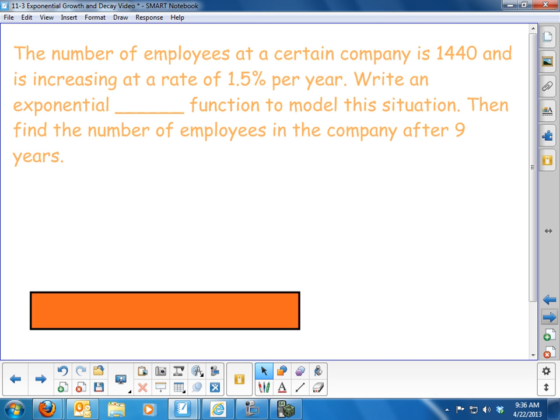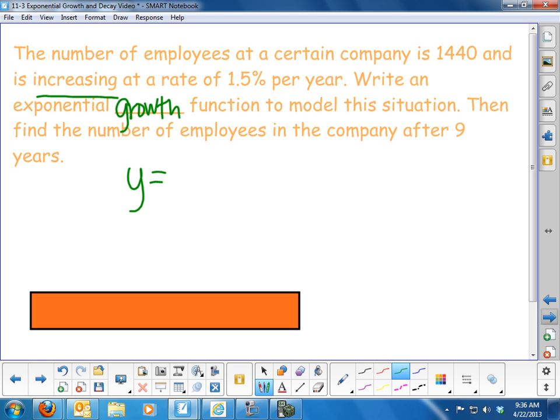What are the keywords I'm looking for here? It says that the number of employees is increasing. So is this going to be exponential growth or decay? Exactly. This is exponential growth. So the formula I'm going to use is y equals a times (1 plus r) to the t, instead of 1 minus r to the t. So that's my function.